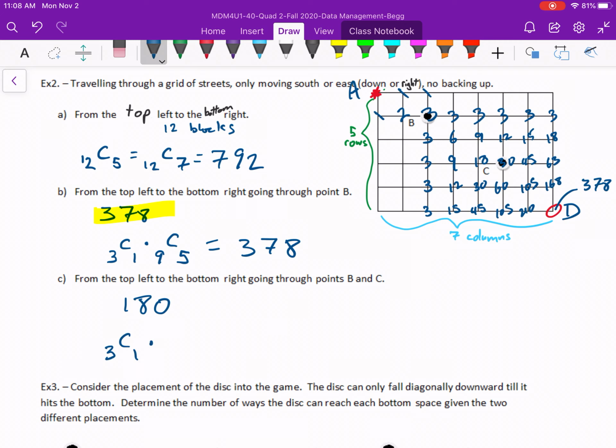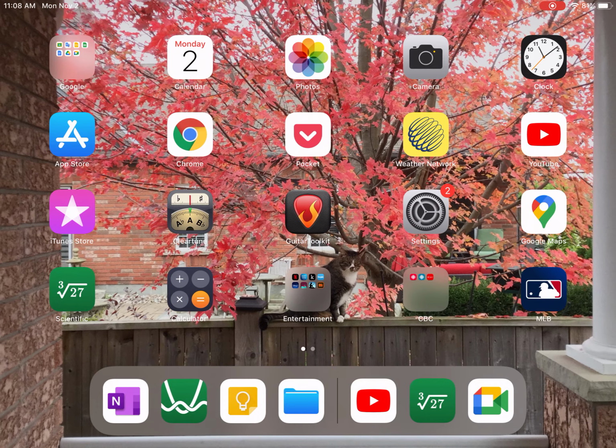And then to get from B to C, I have to go right by 3 and down by 2. So there's 5 total blocks, and I'll just do 5, choose 2. And then to get from C to D, I have 4 blocks to cover, and I'll do 4, choose 2. And if I multiply those together, I should get 180. Let's do it.